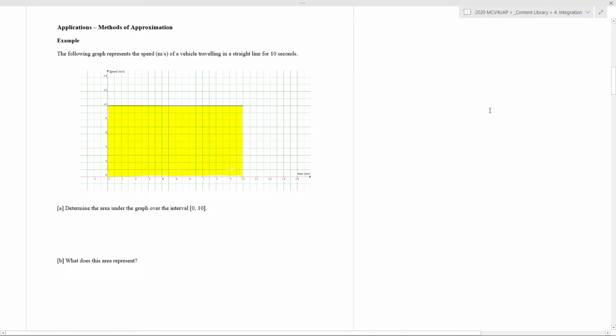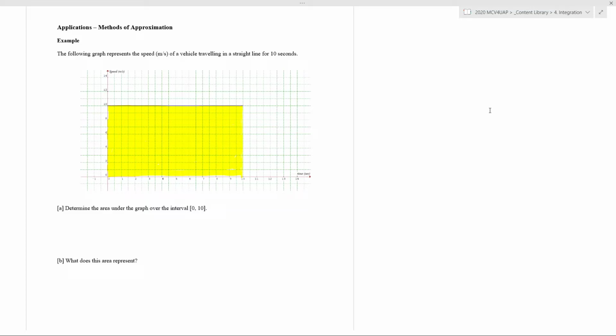So again, the whole point of this lesson or these printouts is, when you find the area under a curve and it's in some context, what does that area represent? Okay, so it must represent something. And what it represents will depend on what the problem is about.